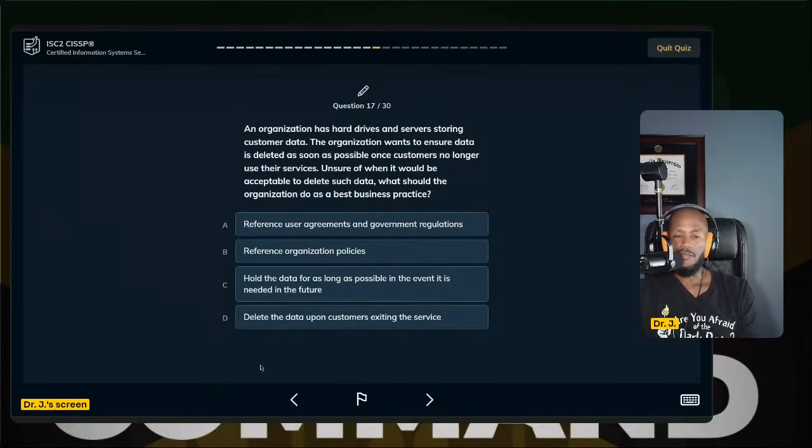All right. An organization has hard drives and servers storing customer data. The organization wants to ensure data is deleted as soon as possible once customers no longer use their services. Unsure of when it would be acceptable to delete such data, what should the organization do as a best business practice? B. You should be looking at your retention policy. Actually, I'll say B.